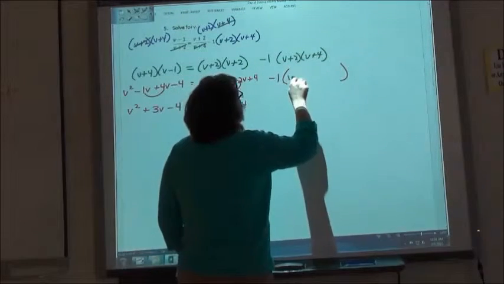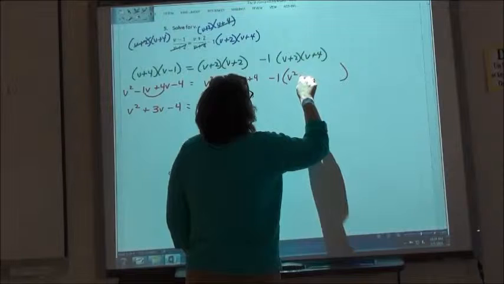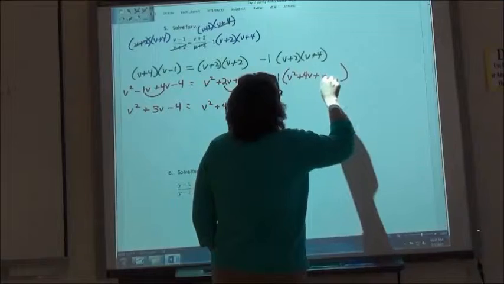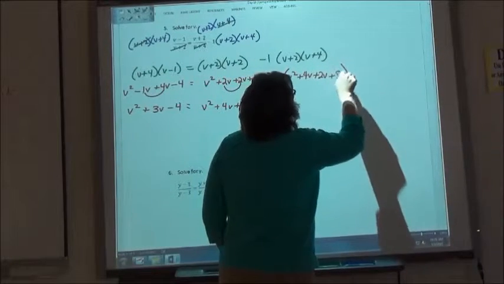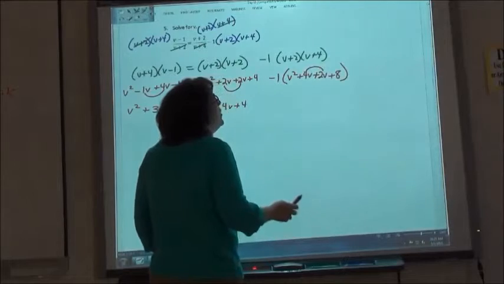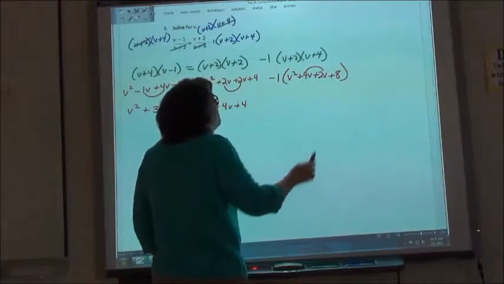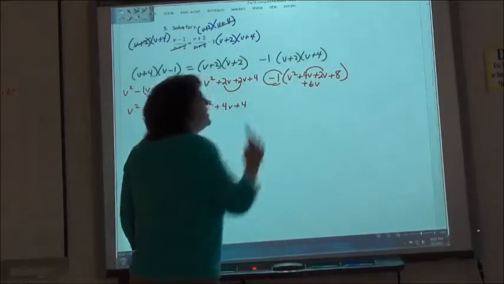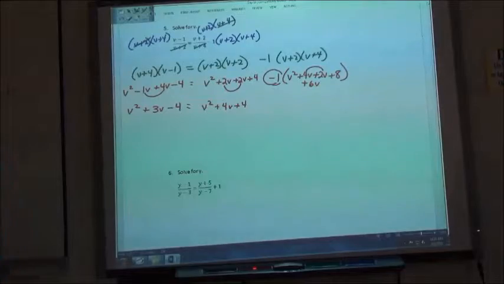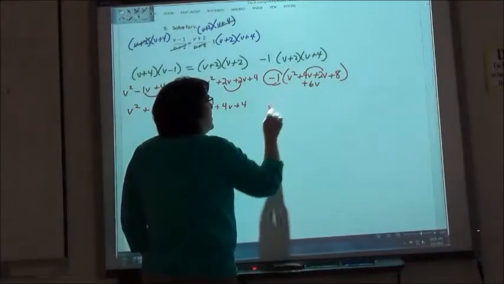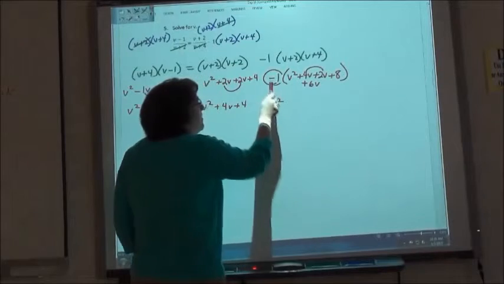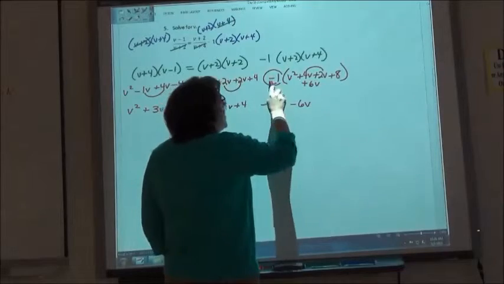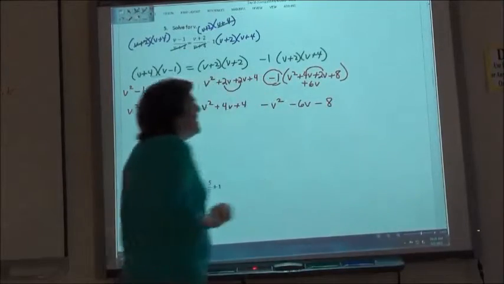So v squared plus 4v plus 2v plus 8. Combining those middle ones, we're going to have plus 6v. And now on this one, we're going to have to multiply all of that by the minus 1 that's in front. So minus 1 times v squared would be minus v squared. Minus 1 times the 6v would be minus 6v. And minus 1 times 8 is minus 8.